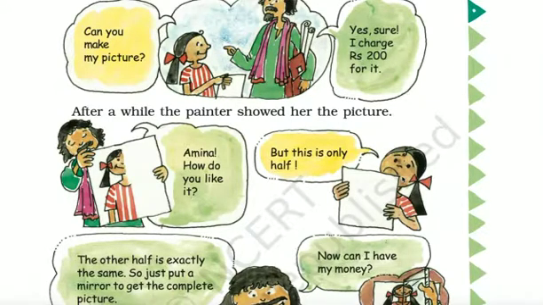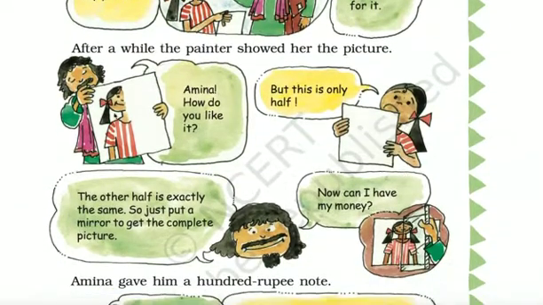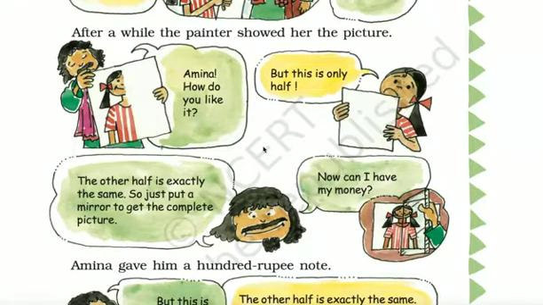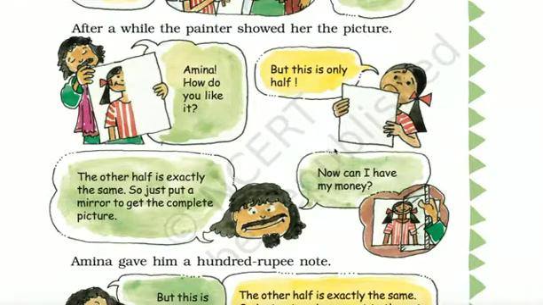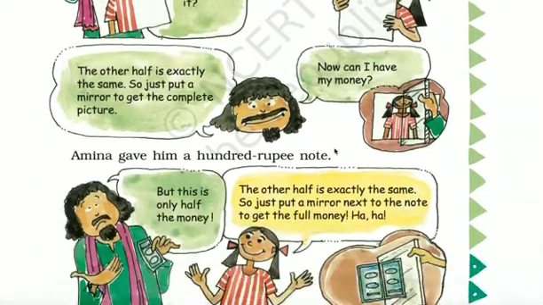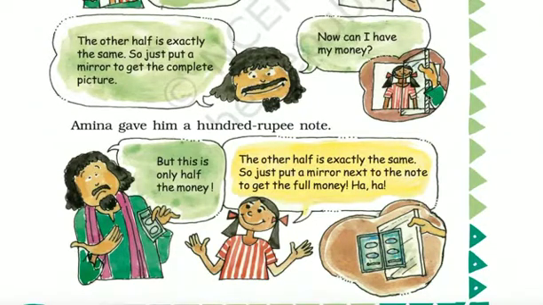Then what is Amina saying? But this is only half. Yes, this is only half, right? Half girl. Then what is he saying? The other half is exactly the same. So just put a mirror to get the complete picture. Now, can I have my money? Yeah, he is right. If you put a mirror, you will get the exact picture, right?